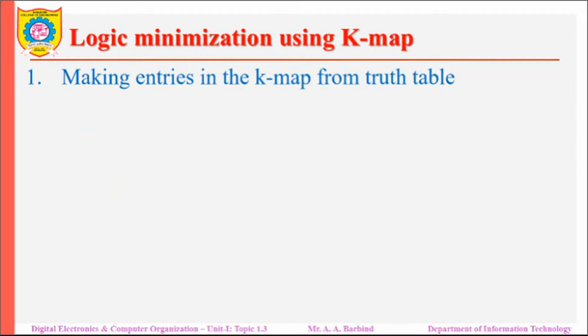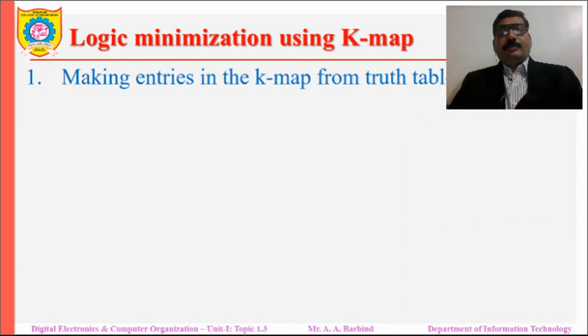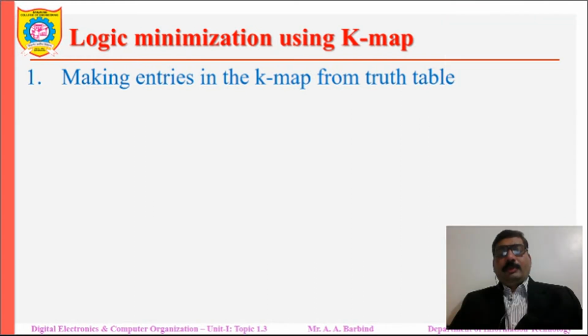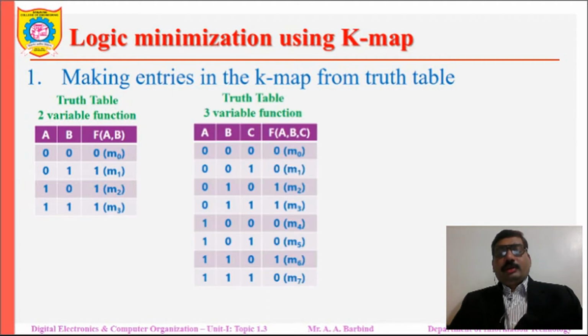So let us see how to make the entries into the K-map. For this purpose, let us consider a two variable K-map, in which there are 4 rows. So this is the two variable K-map.